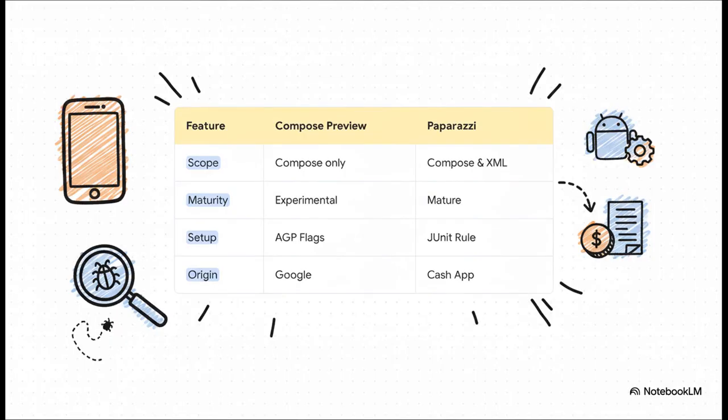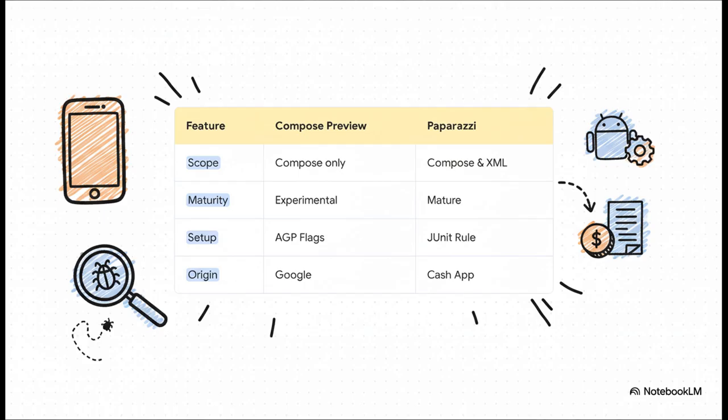Okay, so let's put it all side by side and really break it down. First, let's talk scope. Compose Preview is, well, Compose only. Paparazzi handles both Compose and XML. Right there, that could be your deciding factor. Next up, maturity. Paparazzi has been around for a while, it's battle-tested. Google's tool is still in alpha, so you might run into a few more rough edges.